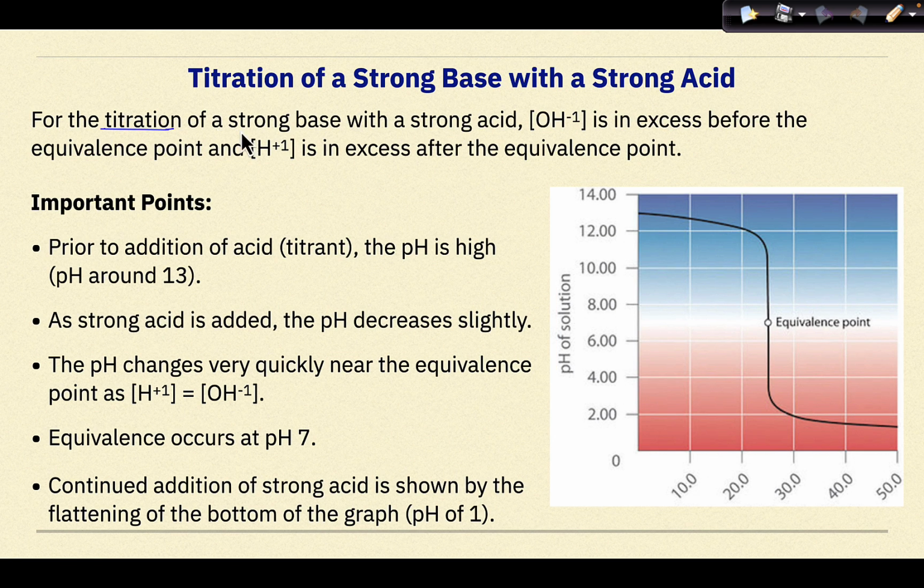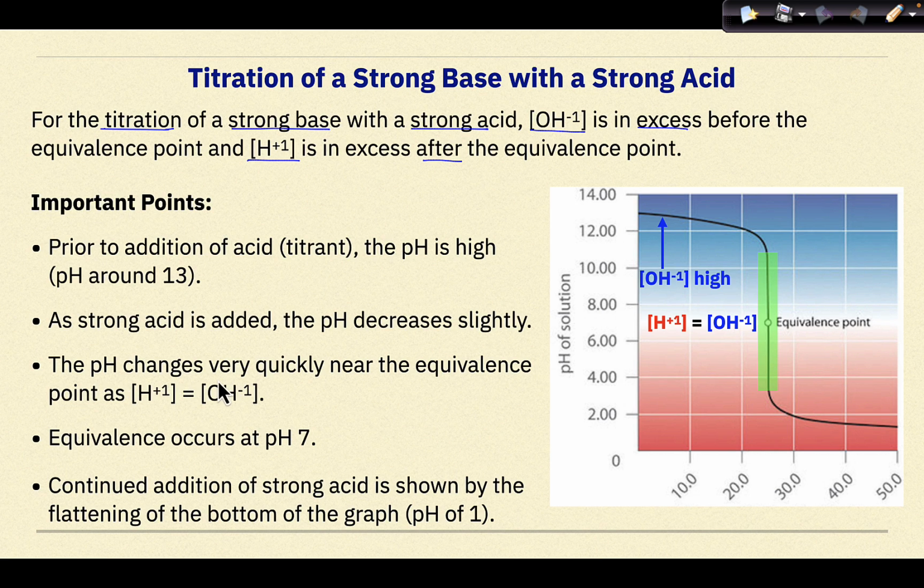For the titration of a strong base with a strong acid, the hydroxide ion concentration is in excess before the equivalence point, and the hydrogen ion concentration is in excess after the equivalence point. Important points. Prior to the addition of the acid, the titrant, the pH is high, pH around 13, as we can see here on our graph. As strong acid is added, the pH decreases slightly, as we can see here by the gentle slope of the graph.